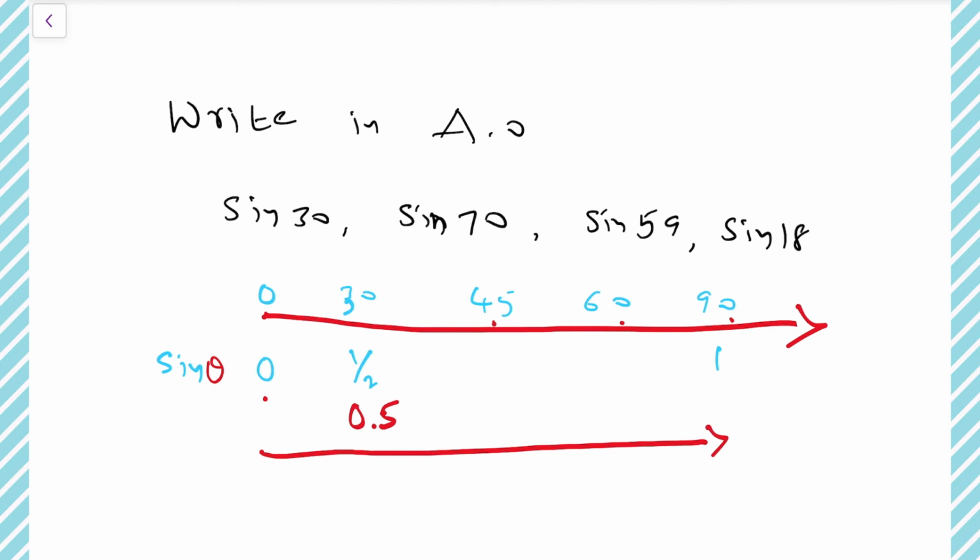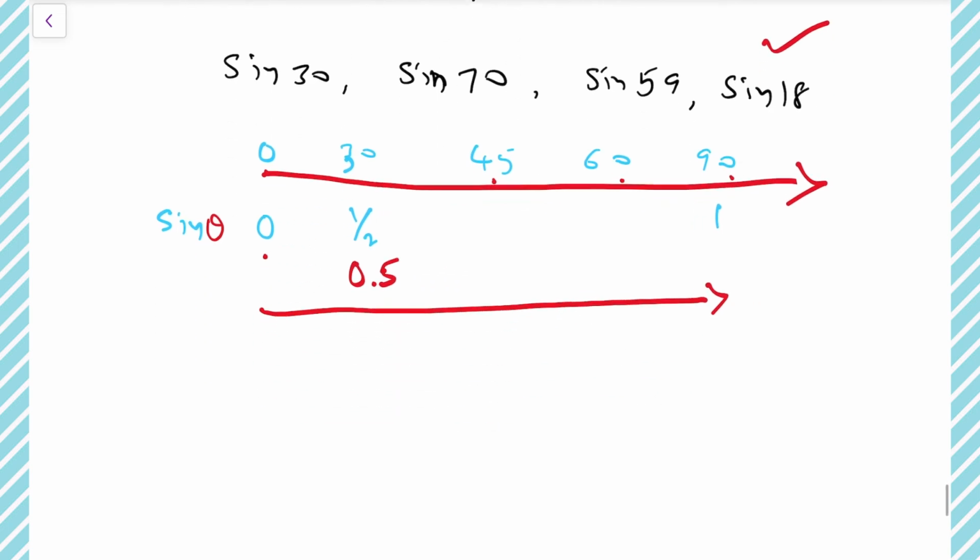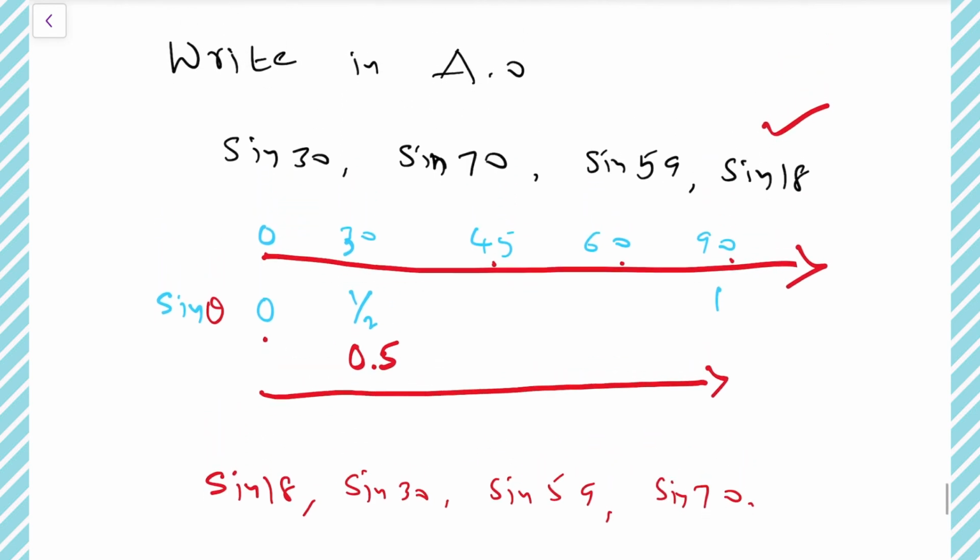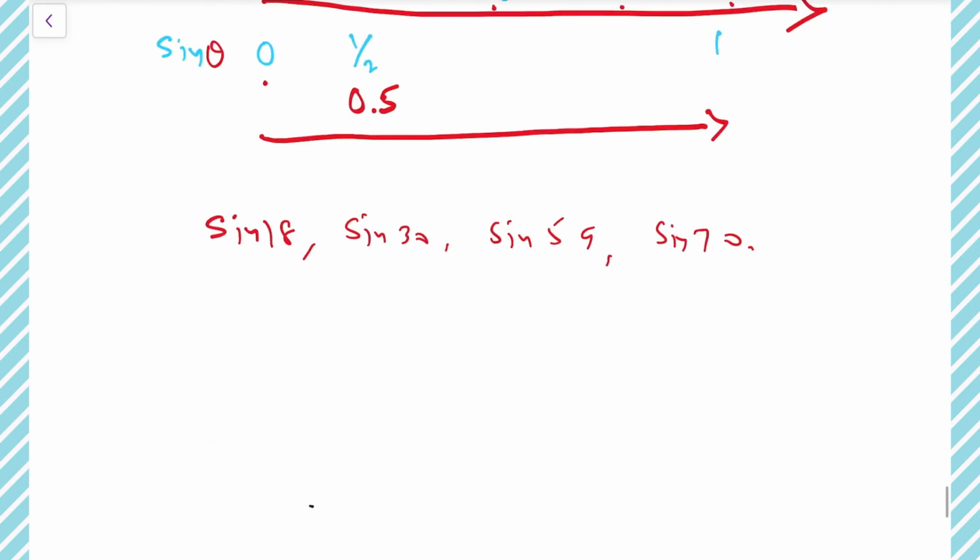Now check it once. Sine 18 is the smallest angle, so sine 18 value will be smallest. Sine 18, then comes sine 30, then sine 59, then sine 70. That's it. This is the ascending order. If we check the same question for cos theta, as the angle is increasing, the value will decrease. So keep that in mind.